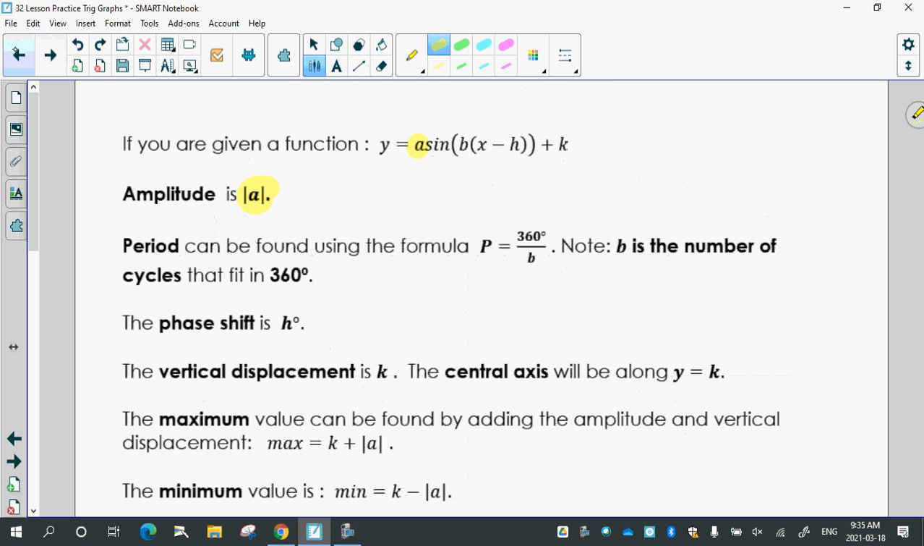The period, this is a really good formula, is always 360 divided by the B value. So here's B right here. It helps you find the period without drawing out the picture. So if you take 360 and divide by whatever the B value is, that should always turn out to be the period. So get your calculator out and let's try it out.